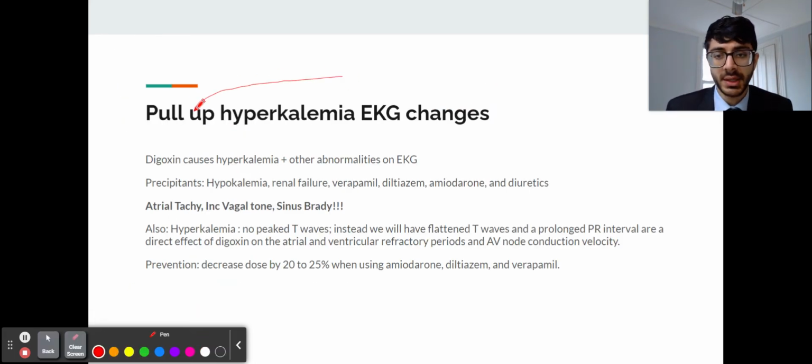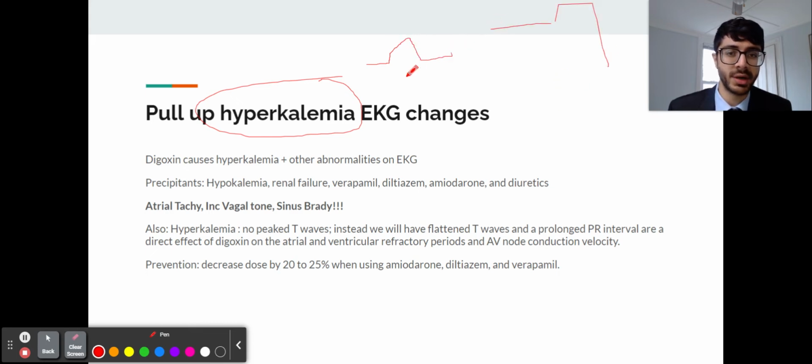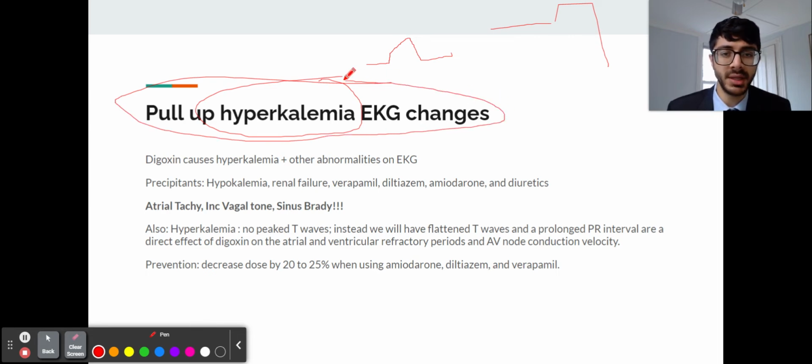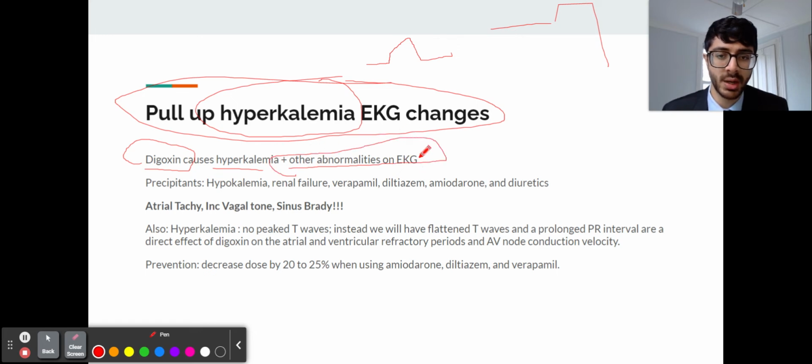Okay, so obviously pull up all the hyperkalemia EKG changes. You're going to say all that progressive PR lengthening and ST segment elevation and peaked T waves and whatever, right? Just know all the hyperkalemia EKG changes and know that digoxin causes hyperkalemia and it causes other abnormalities on the EKG as well. And these are the abnormalities that it causes. It causes increased venous tone, atrial tachycardia, and sinus bradycardia.